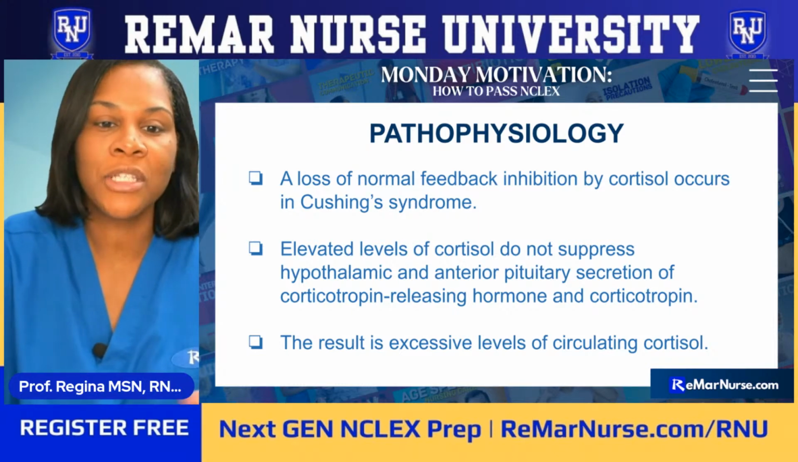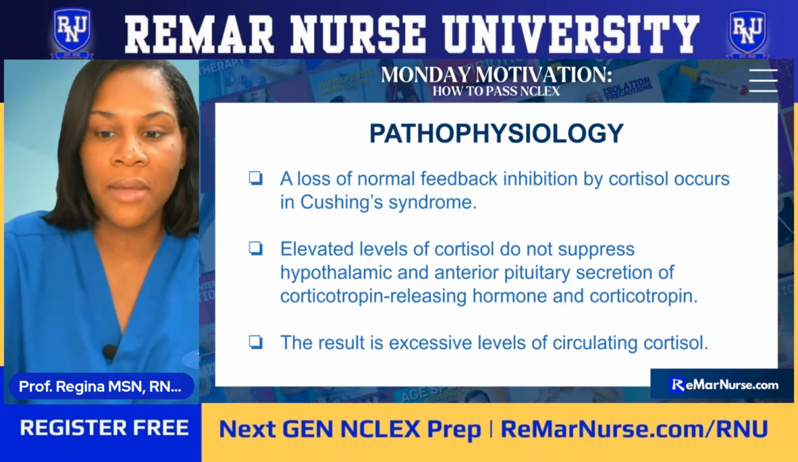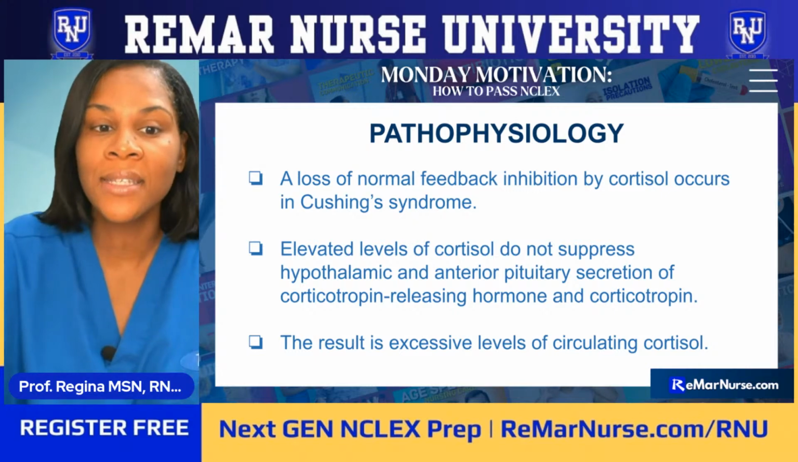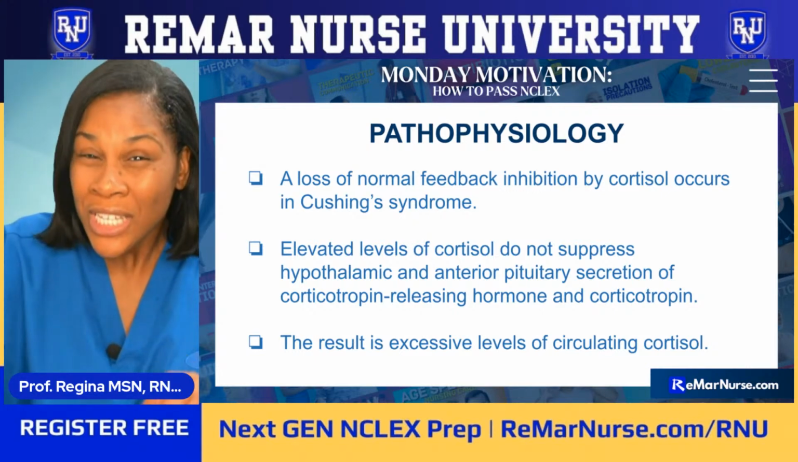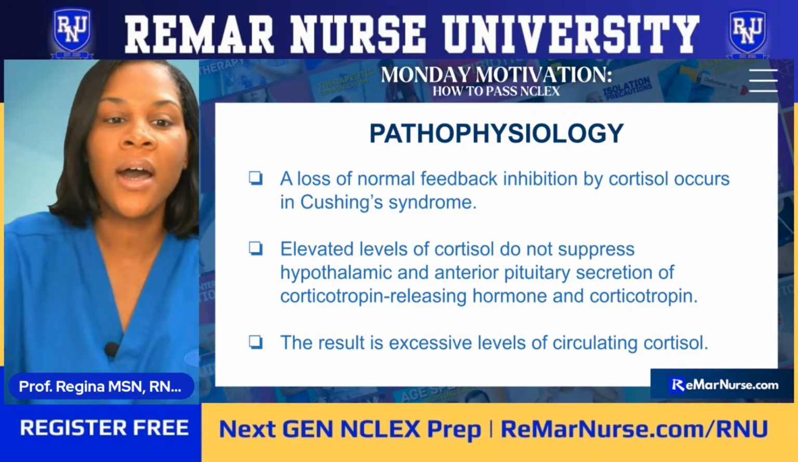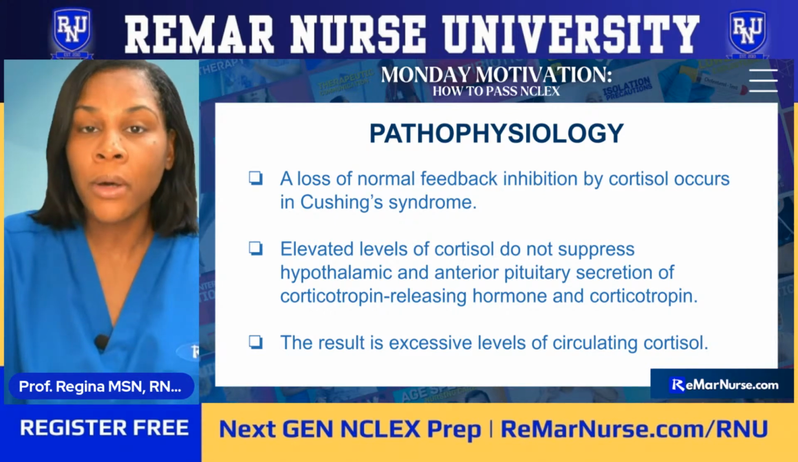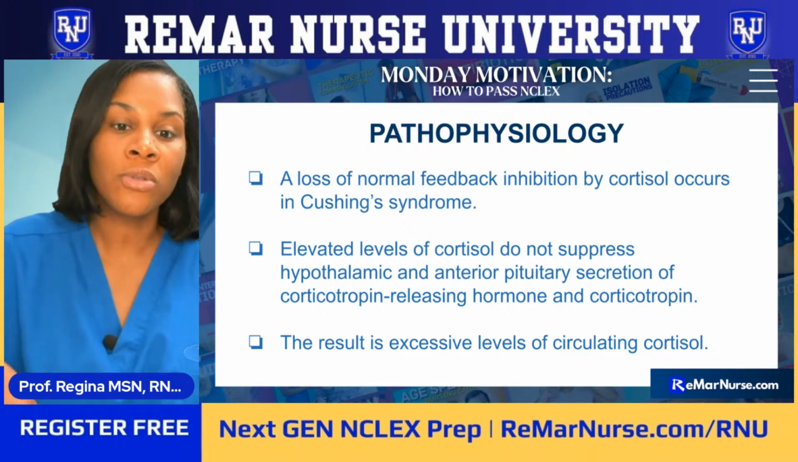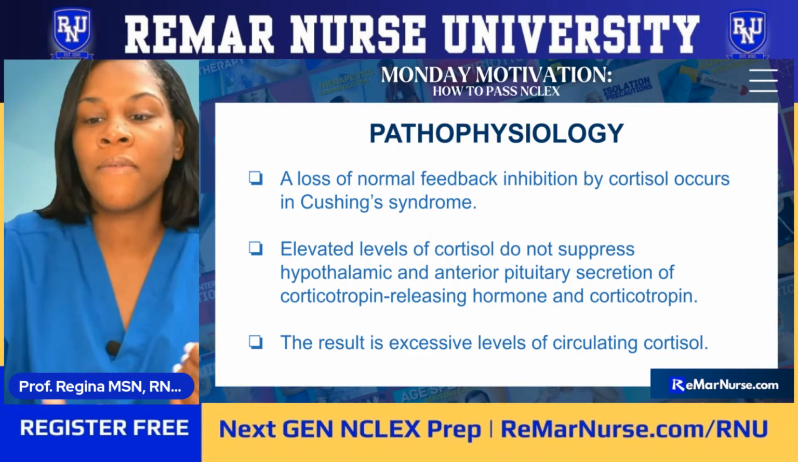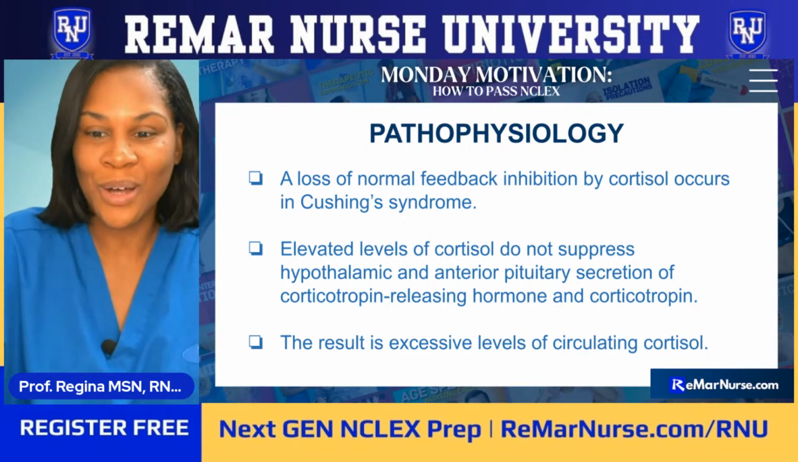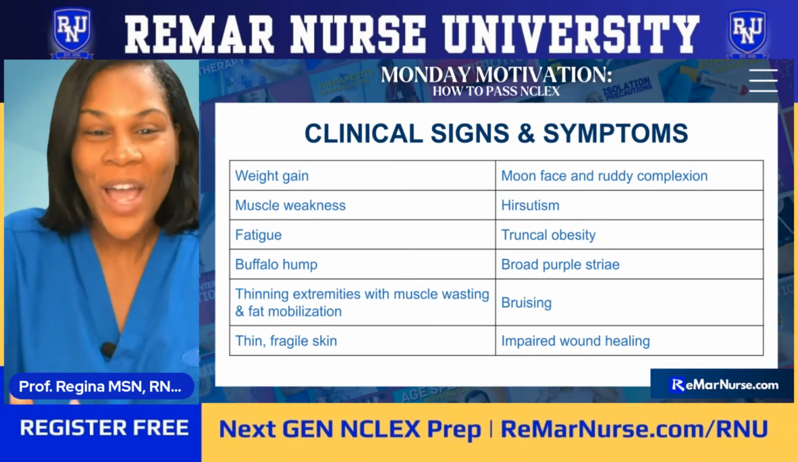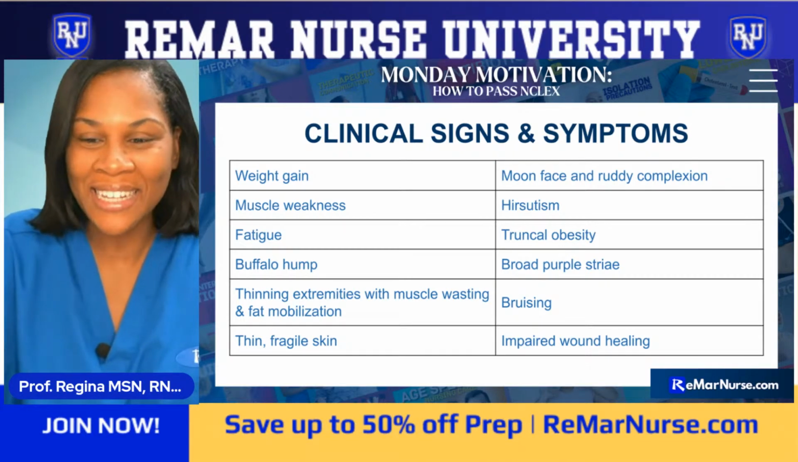It's not doing anything. So elevated levels of cortisol, this is the second point I'm reading here. Elevated levels of cortisol do not suppress the hypothalamic and anterior pituitary secretion of the CRH, or corticotropin releasing hormone, and corticotropin. All right, that doesn't happen. And so this results in excessive levels of circulating cortisol. Okay, do we understand that? Can I move forward? All right, well, it was important for me to explain that in detail.